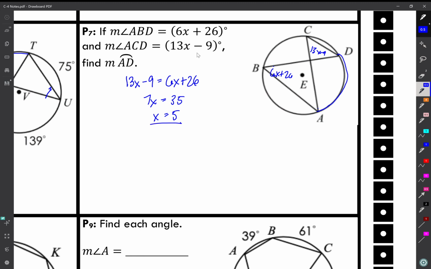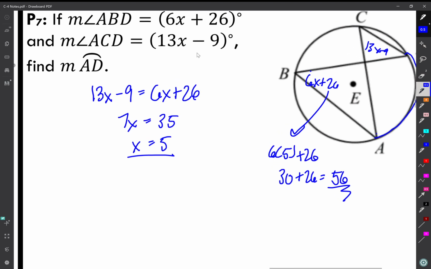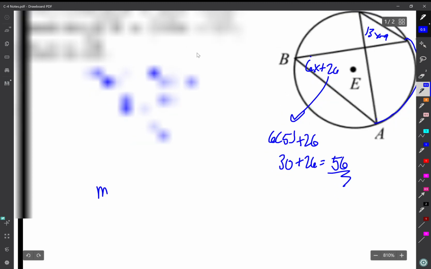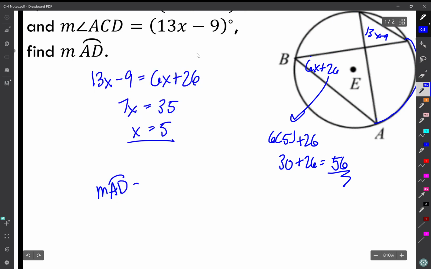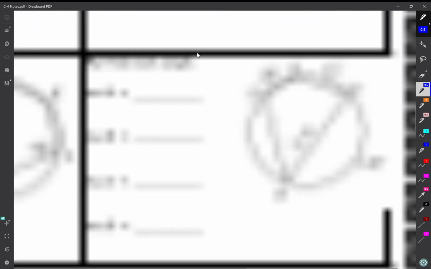Okay, now to find the measure of arc AD, we're going to need to find either one of ABD or ACD. Okay, let's find ABD, I guess. 6 times 5 plus 26. That's 30 plus 26 equals 56. So double that will give me the measure of arc AD, which is what we're going to do now. So the measure of arc AD equals 2 times this 56, which is 112 degrees. So that's my answer. And that is overlapping arcs.